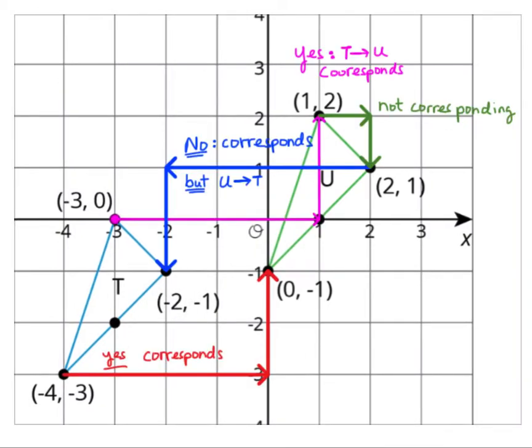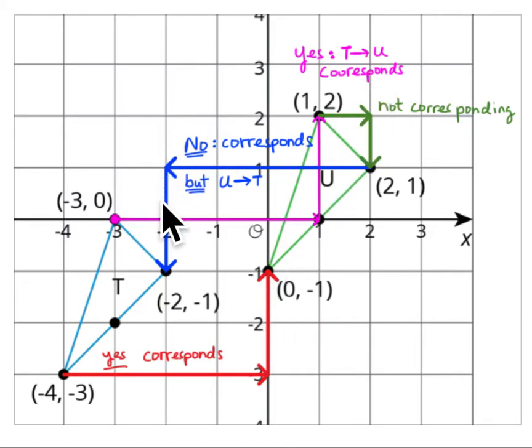So here are the correct answers. The first one down here at the bottom, -4, -3. So point -4, -3 is translated to point 0, -1. That is a correct translation that moves T to U, because this is a corresponding point here that corresponds to this point right here, 0, -1. So this one's correct.